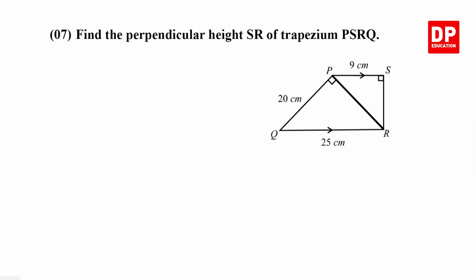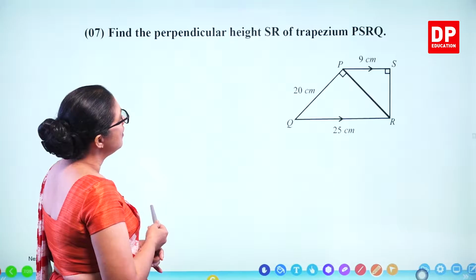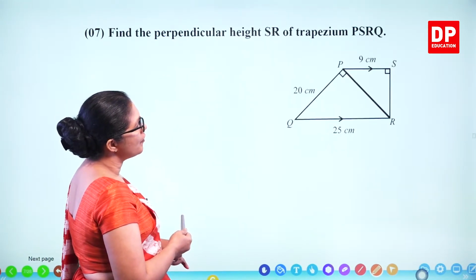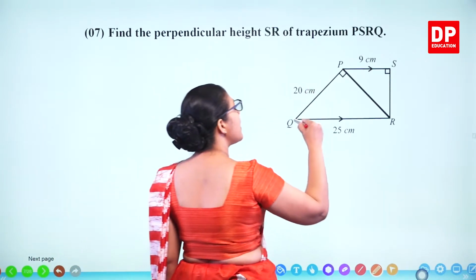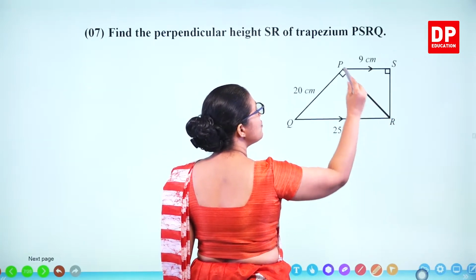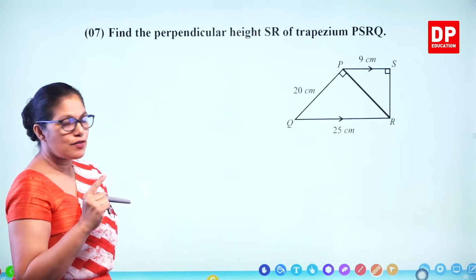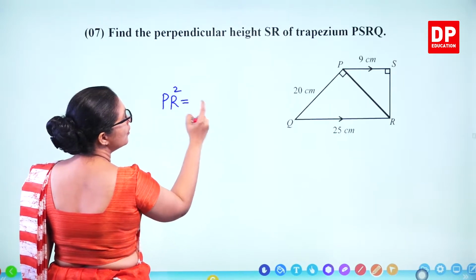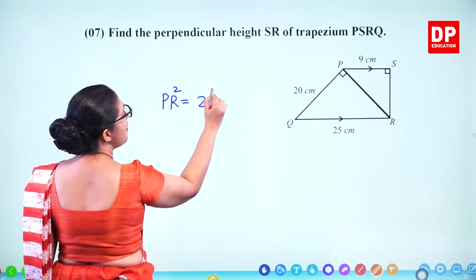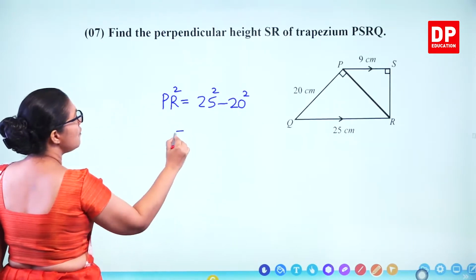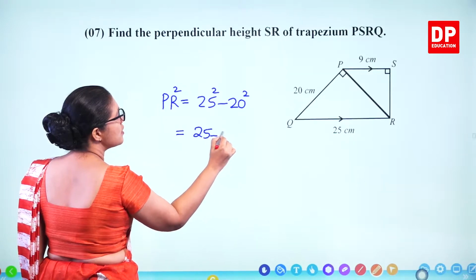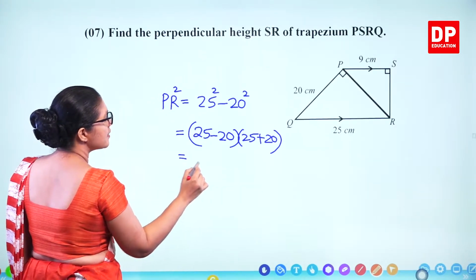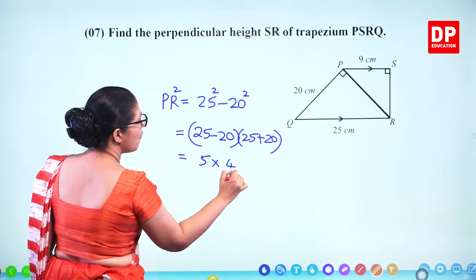Question number 7. Find the perpendicular height SR of trapezium PSRQ. How do you find that? So this is a right angle triangle. First you can find PR. Using PR again you can find out SR. So we'll use Pythagoras theorem and find PR. So PR squared is equal to 25 squared minus 20 squared. We'll use the difference between 2 squared terms. 25 minus 20, 25 plus 20. So you get 5 times 45.